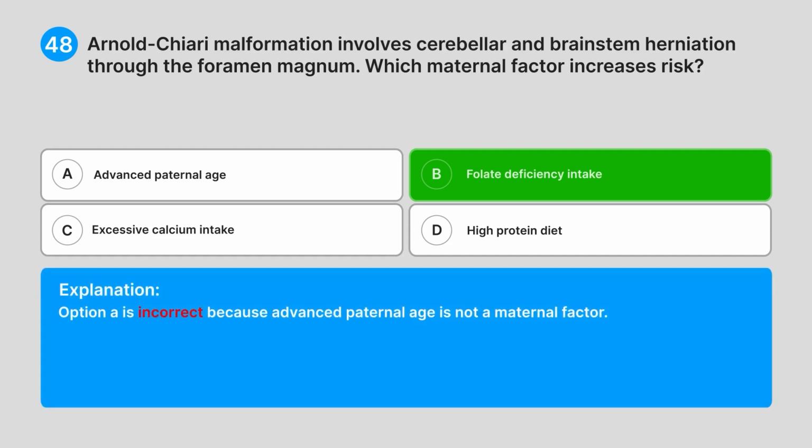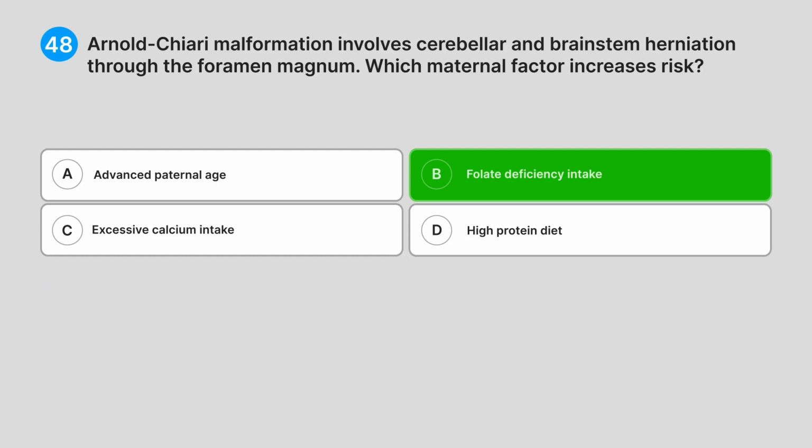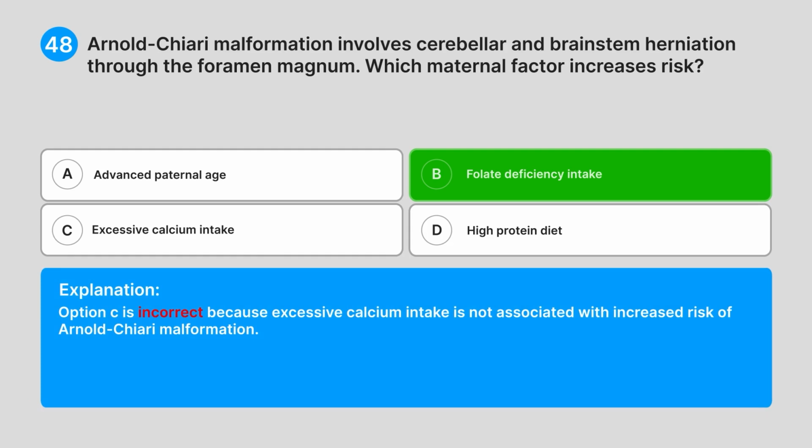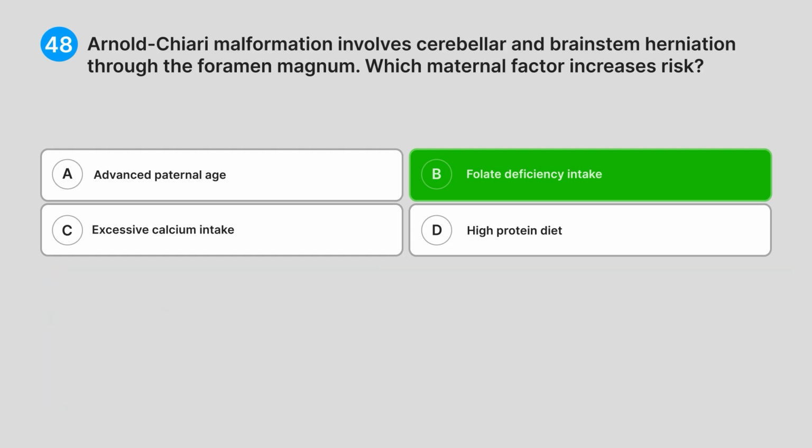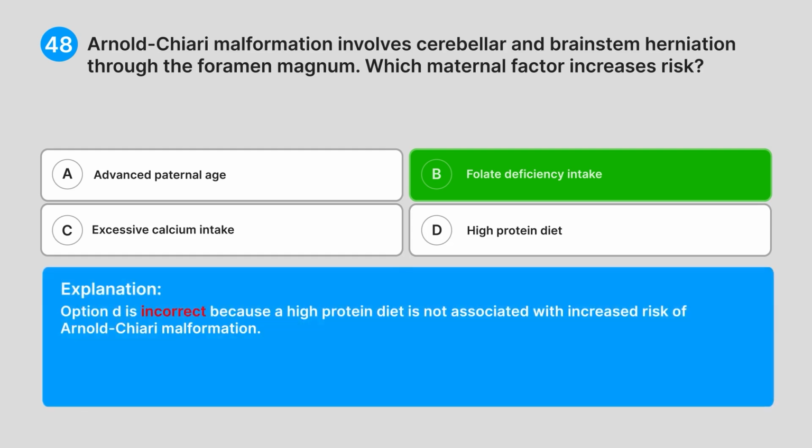Option A is incorrect because advanced paternal age is not a maternal factor. Option C is incorrect because excessive calcium intake is not associated with increased risk of Arnold-Chiari malformation. Option D is incorrect because a high-protein diet is not associated with increased risk of Arnold-Chiari malformation.